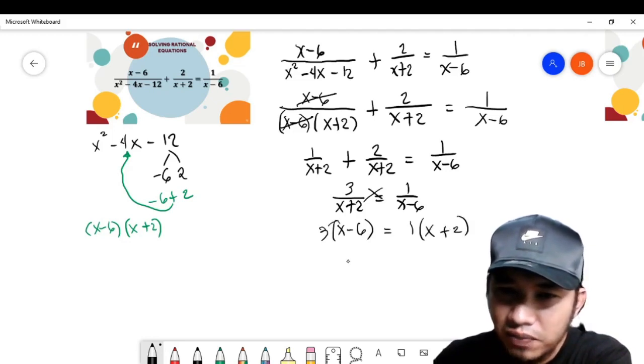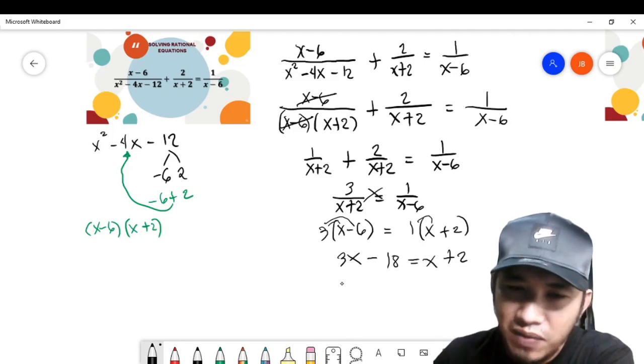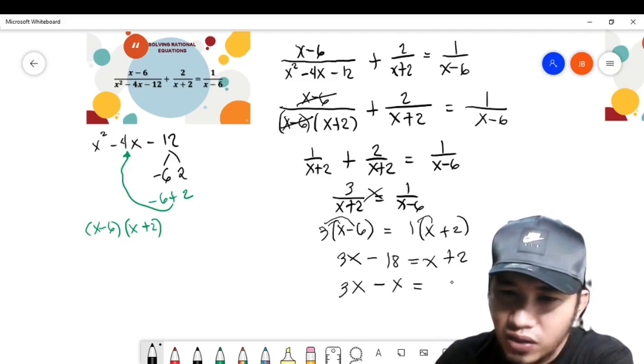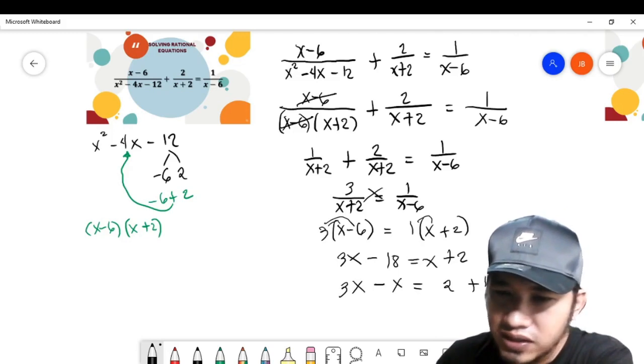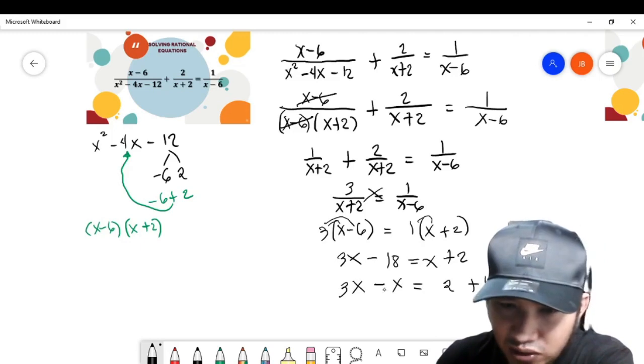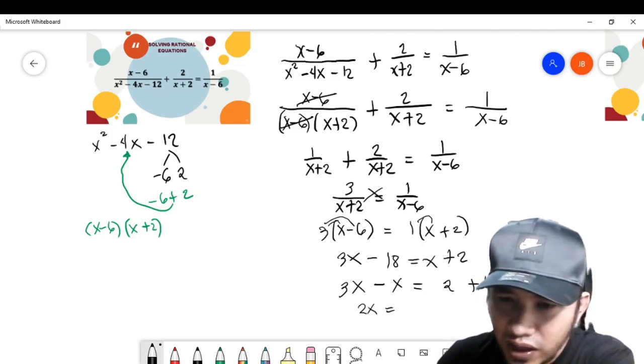Okay, 3 multiplied to x is 3x. And then 3 multiplied to negative 6 is negative 18. Is equal to 1 multiplied to x is x. 1 multiplied to 2 is 2. So, pagsamahin natin mga magkakumpa, 3x minus x is equal to 2 plus 18. Alright, so, ayan. 3x minus x is 2x is equal to, okay, 2 plus 18 is 20.